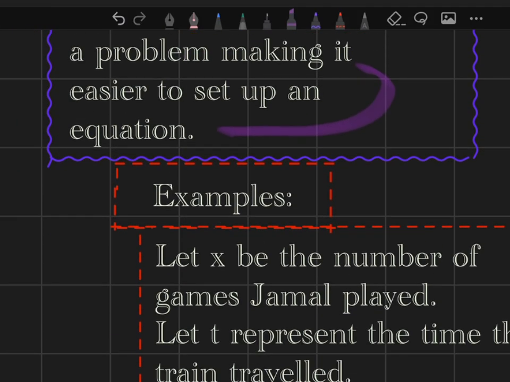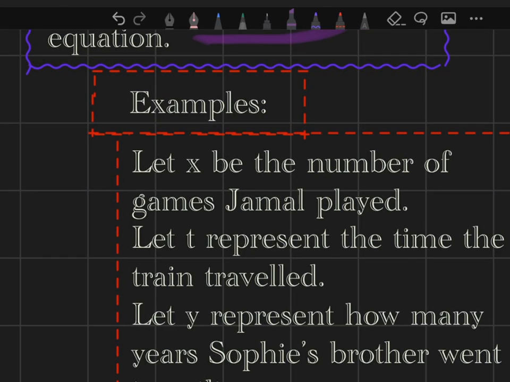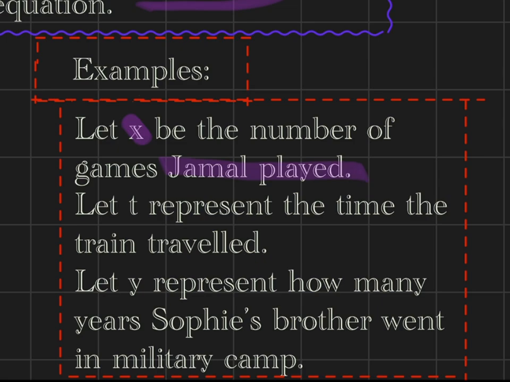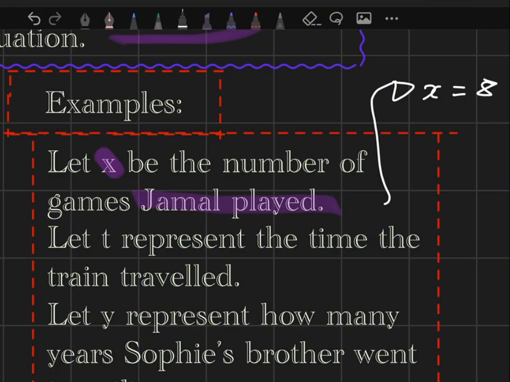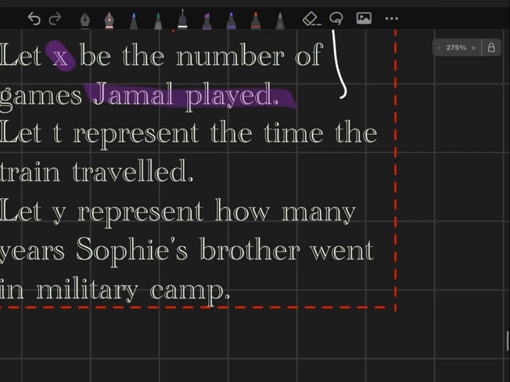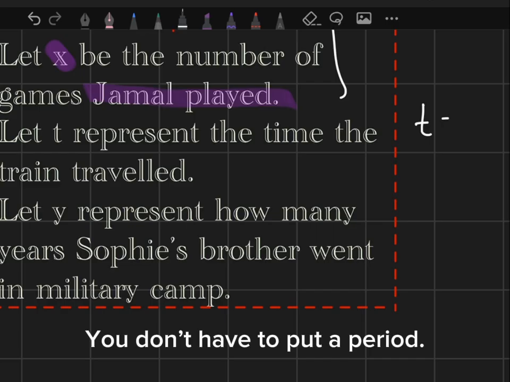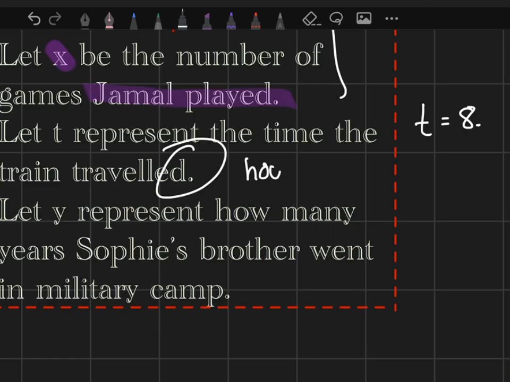So, let's take up some examples. Here, we're representing x through the number of games Jamal has played. If Jamal has played 8 games, we would then write x is equal to 8. Let t represent the time the train traveled. If the train traveled for 8 hours, let's say, t would be 8. This should represent the hours.